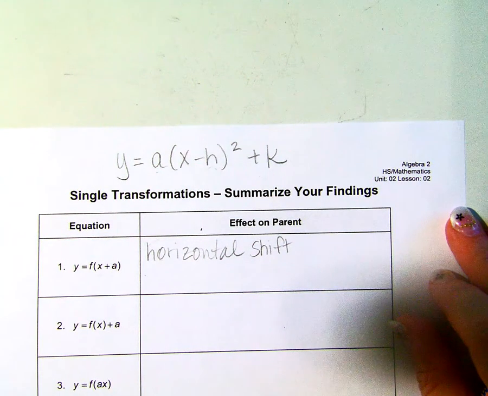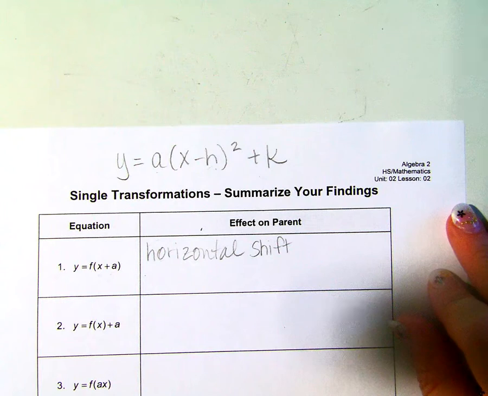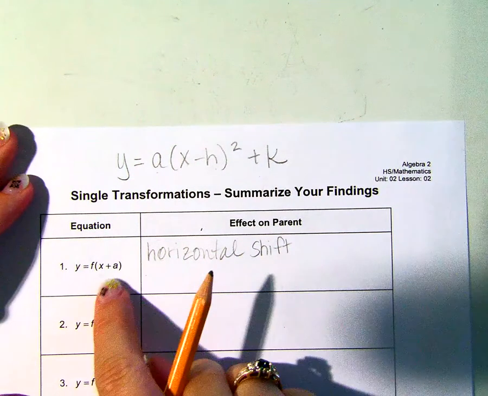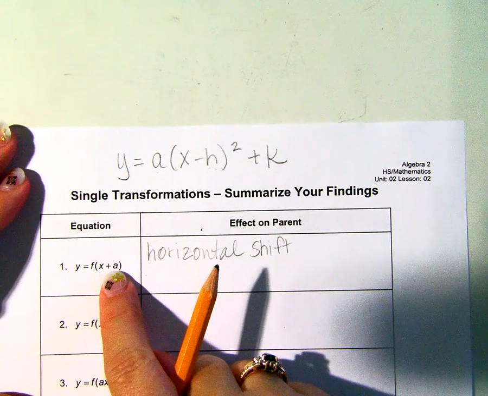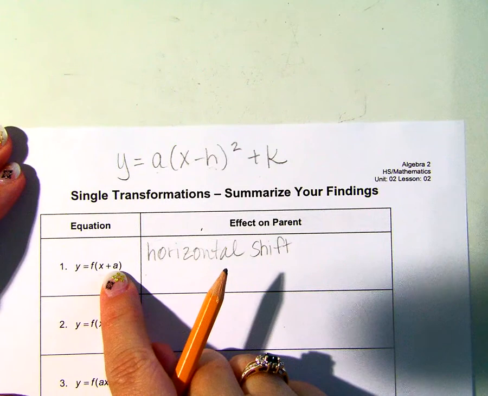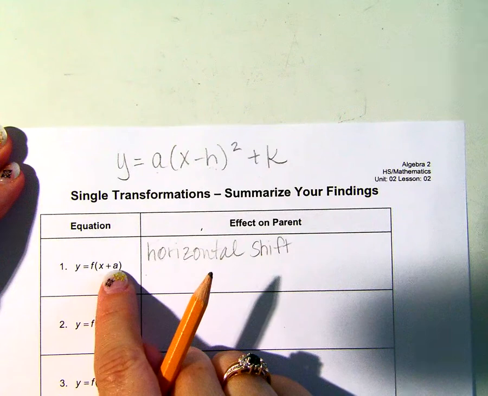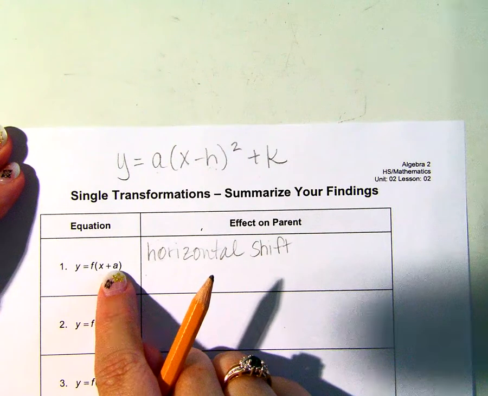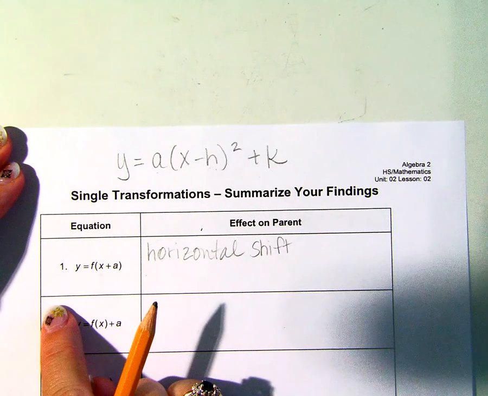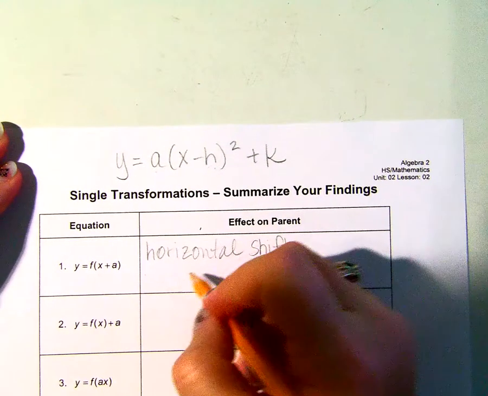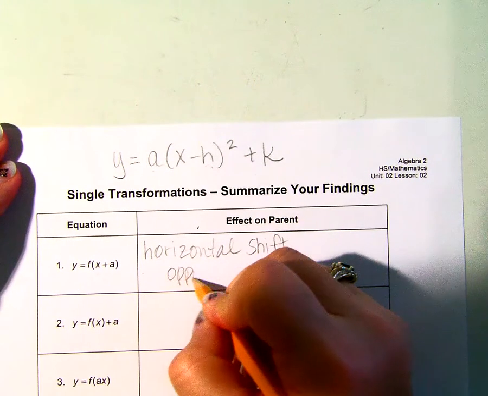Now, think back to the worksheet from yesterday, the Combined Transformations worksheet. If I had x minus 2, which way did it go? It went right 2. If I had x plus 2, which way did it go? It went left 2. Does that seem logical? What does it seem? Opposite. It seems opposite of what it should be.